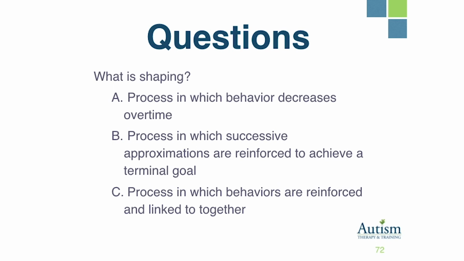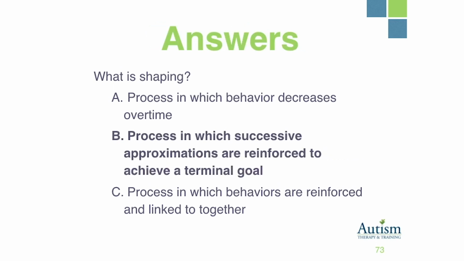What is shaping? A. Process in which behavior decreases over time. B. Process in which successive approximations are reinforced to achieve a terminal goal. C. Process in which behaviors are reinforced and linked together. And the correct response is B. Process in which successive approximations are reinforced to achieve a terminal goal.